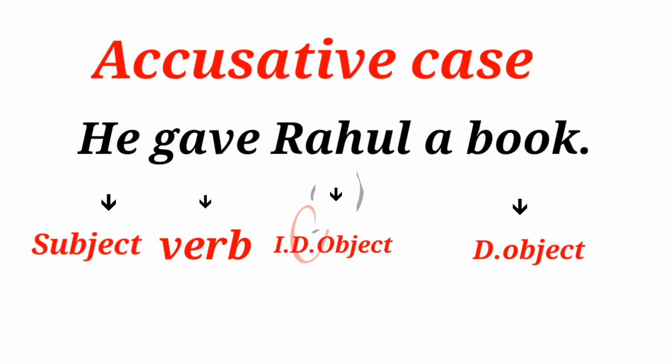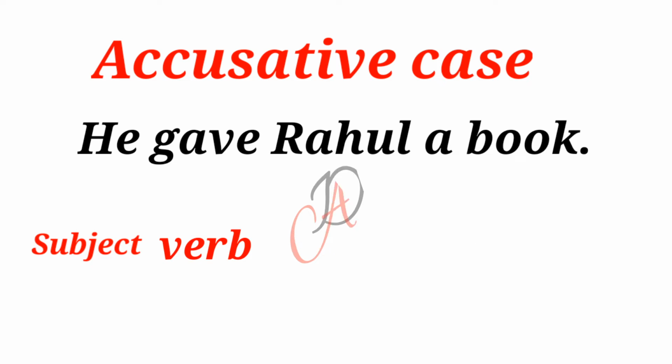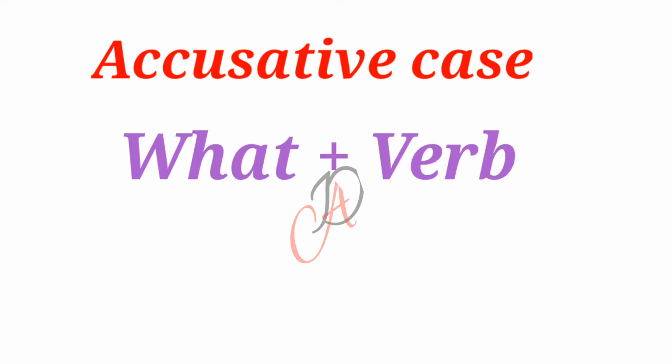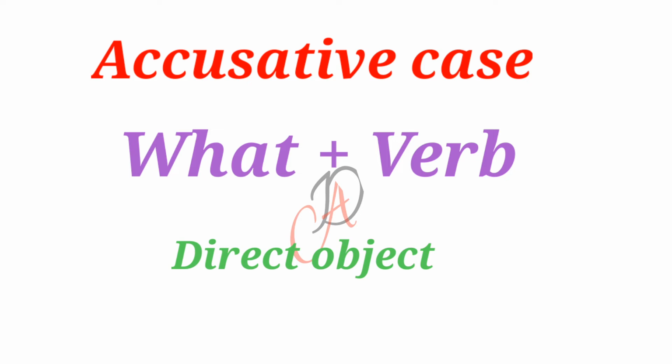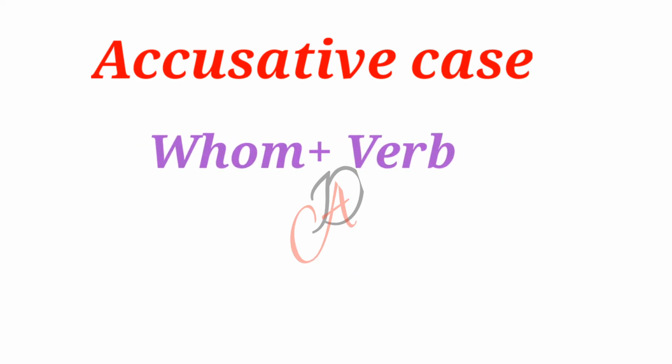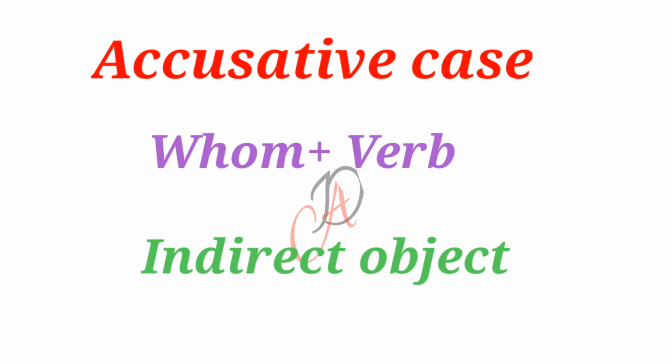To find out the direct and indirect object in a given sentence, we have to use what plus verb, which is nothing but direct object. To find out the indirect object, use whom plus verb. Whom was the book given? Rahul. Hence, Rahul is an indirect object. What plus verb? What was given? A book was given. So, book is a direct object.